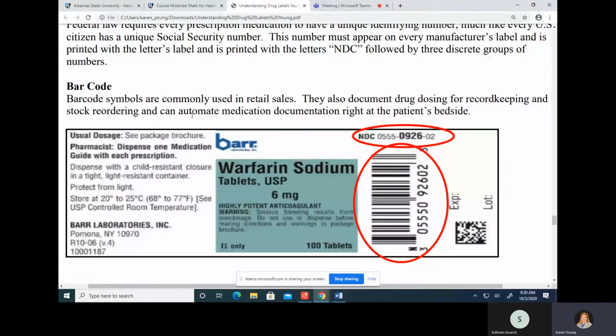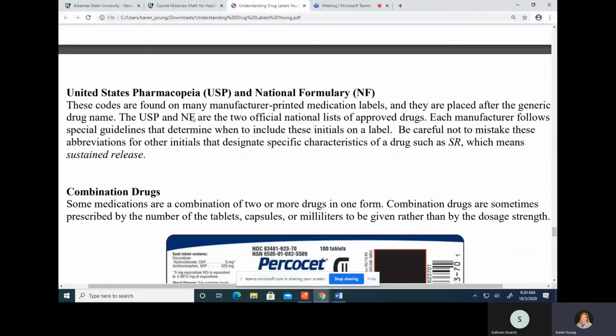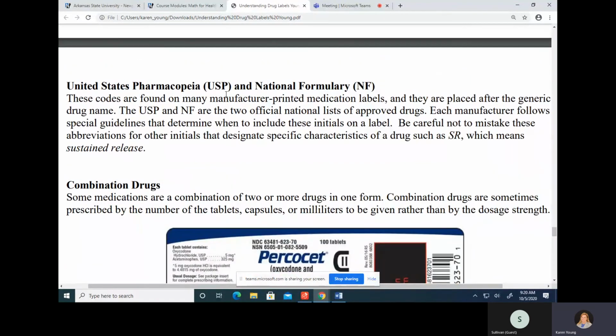All right. And that's just the national drug codes. The USP and the NF can both be on the drug labels. Of course, the USP is the United States Pharmacopoeia. The National Formulary is NF. They're both, again, listed as the official national list of approved drugs for the United States.